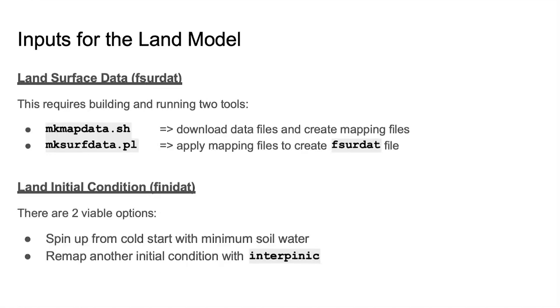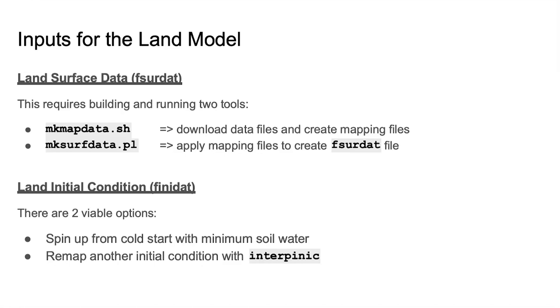Then when you get to the land model, this is where things get a little tricky, because you have to create this land surface data set, FSRDAP. There are two tools you have to build and run, make map data and make surf data, and they'll download a bunch of data files, make a bunch of mapping files, and apply the mapping files, but it's a lot of data. And so sometimes you need a batch job on a large memory node to make this really work.